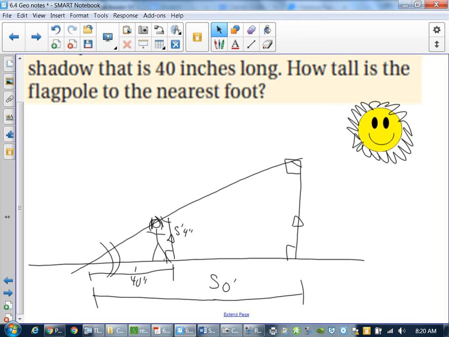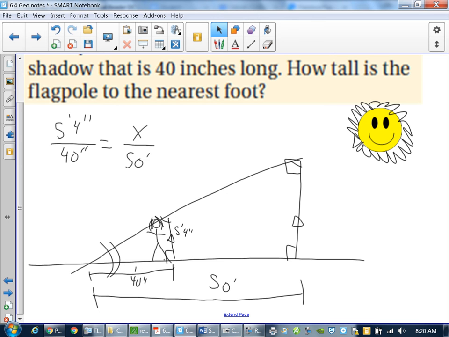Okay. So now what we need to do is figure out how to set up the ratios. Now, very simple. We can just go height to shadow or shadow to height. It doesn't matter as long as you are consistent. So if we say height to shadow, we have a 5'4" to a shadow of 40 inches. You guys know what those tick marks mean? We're okay with feet and inches. To some unknown height to a 50-foot shadow.